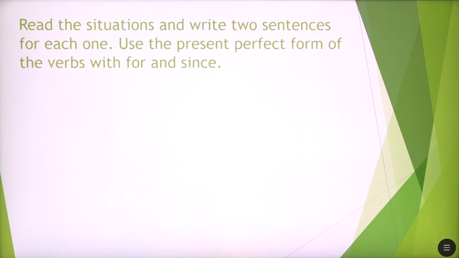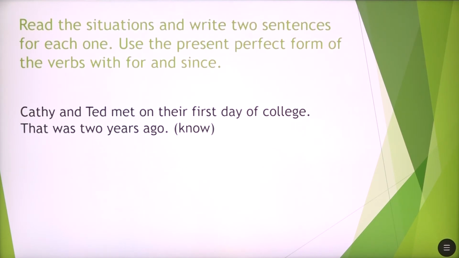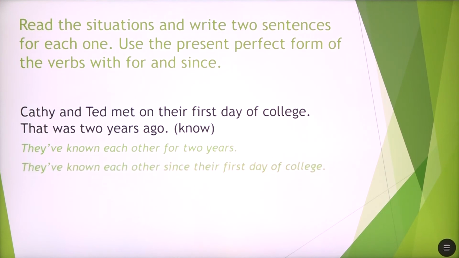Let's proceed with the next sentence. Kathy and Ted met on their first day of college. That was 2 years ago. In the brackets, we have the word know. They've known each other for 2 years. They've known each other since their first day of college.